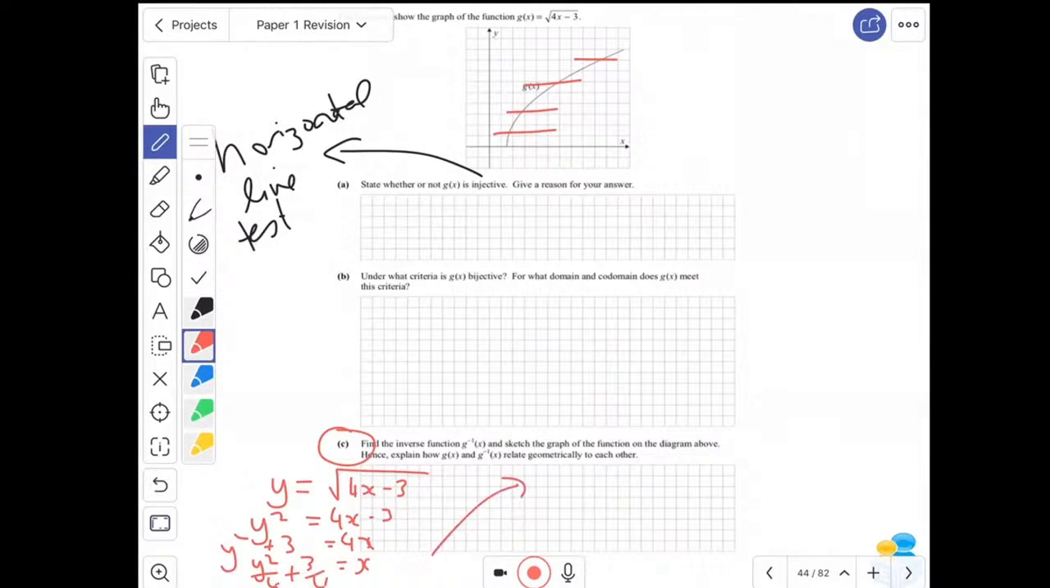And then you go and change your x and y. So you're going to get the inverse equals x squared over 4 plus 3 over 4. Now, obviously, you can keep them as one fraction as well if you want.